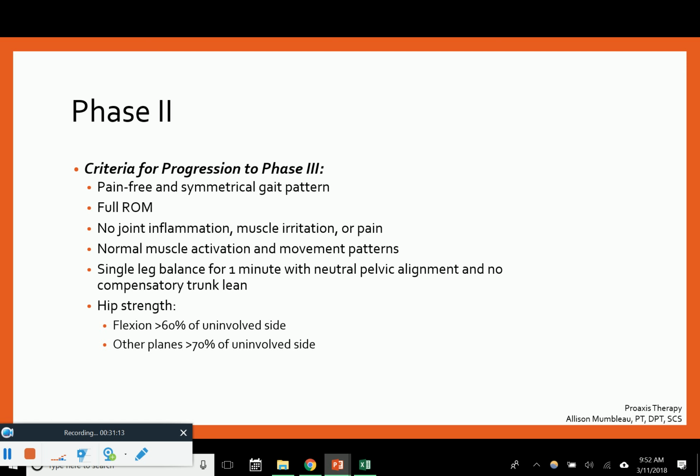Criteria for progression to phase 3. You want pain-free and symmetrical gait pattern, full range of motion, no joint inflammation, muscle irritation, or pain, normal muscle activation and movement patterns, single leg balance for 1 minute with a neutral pelvic alignment and no compensatory trunk lean or Trendelenburg. Hip strength. You want flexion greater than 60% of the uninvolved side, and other planes greater than 70% of the uninvolved side.